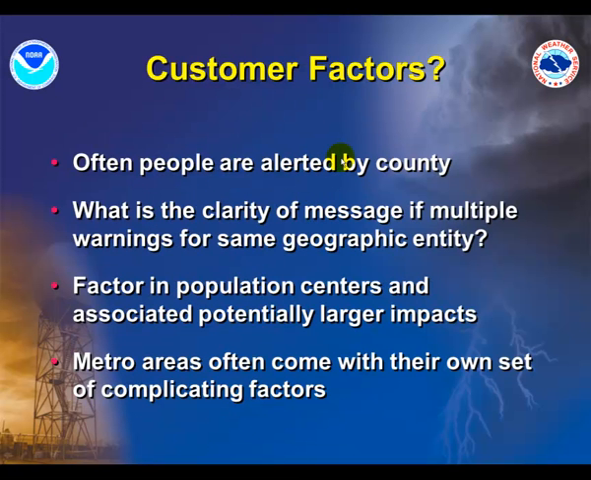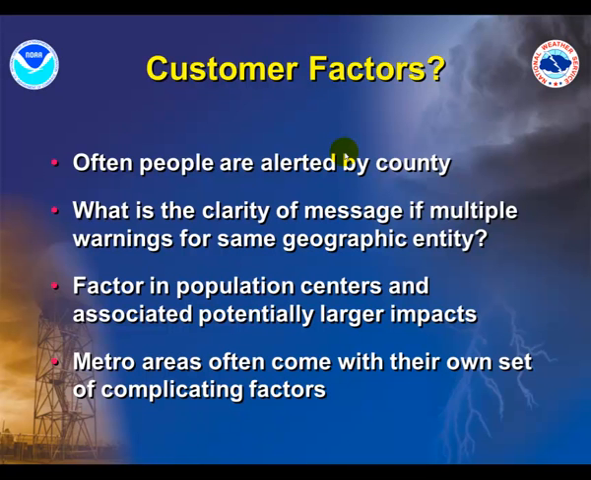Now there are the other customer factors that we also have to be concerned with. We've already talked about people being alerted by county, or a lot of them are. And we also have to worry about, if we're doing pure storm-based warnings, we have multiple storms and they're messy, and what happens if we issue pure storm-based warnings and we have 3 or 4 warnings for the same county? What kind of message are the people in that county hearing? How are the media handling that or trying to explain that?